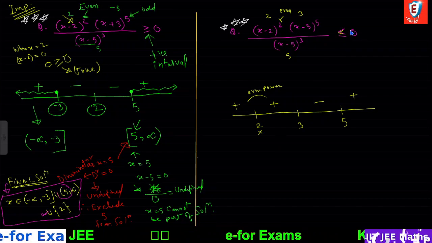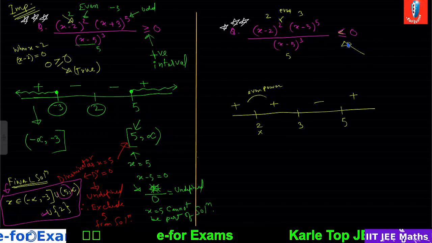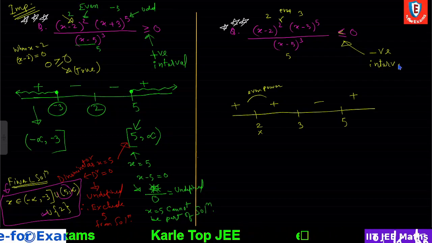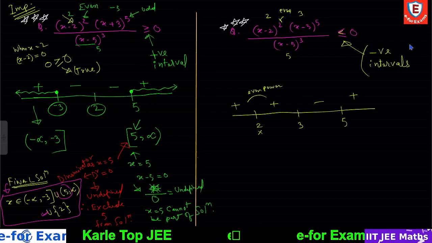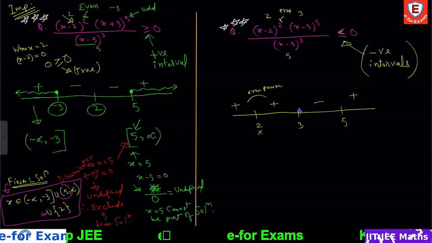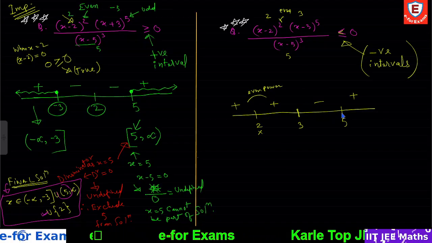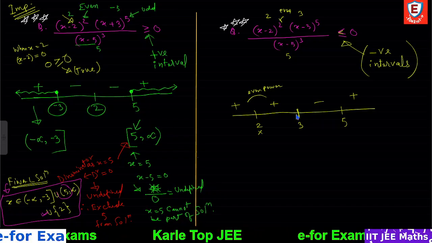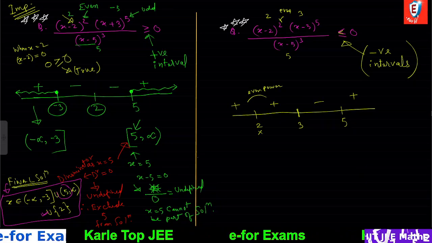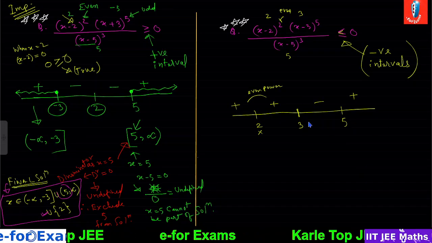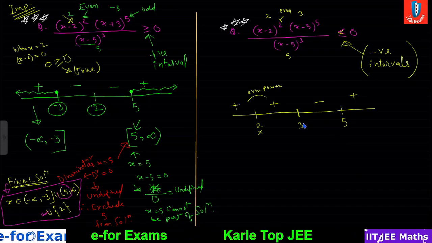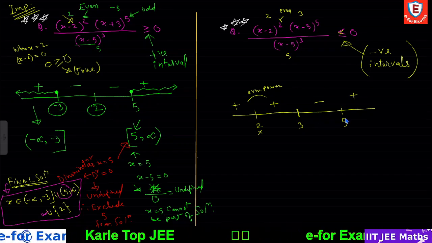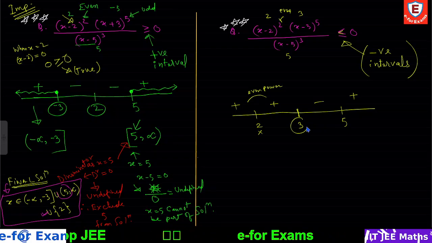Now it is less than, this means negative intervals. We have to choose the negative intervals. Negative interval means 3 to 5 only. Beyond 2 positive, beyond 3 positive, beyond 5 on the right side positive. Only between 3 and 5. So should we include 3 and 5? 3 will be included.